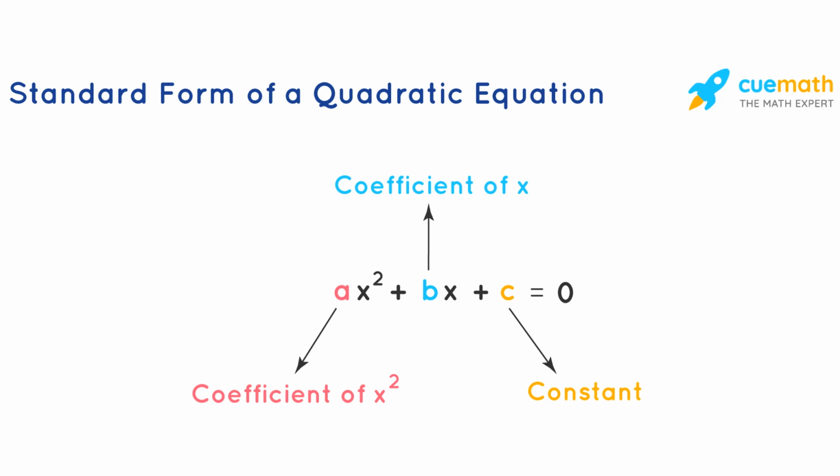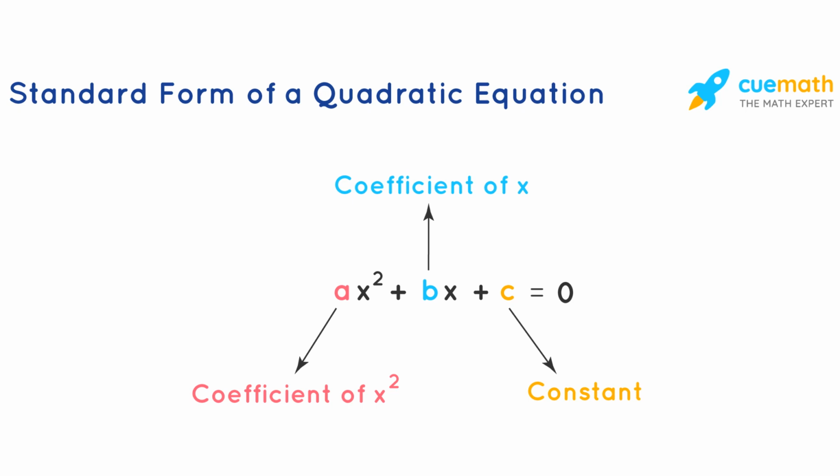Any equation which is written in the form of ax square plus bx plus c is said to be a quadratic equation. So what is a, what is b, and what is c? A is the coefficient written with the x square. B is the coefficient written with the x, and C is itself a constant number.